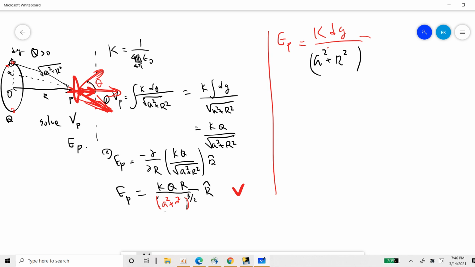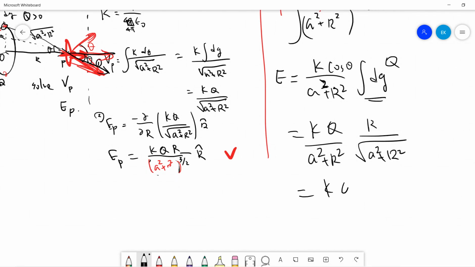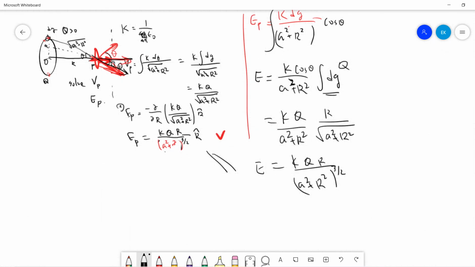Let's say this angle is theta. So you see this theta is here. We just multiply by cosine theta and do dq. Remember the cosine theta is constant now. So K divided by a squared plus r squared, times cosine theta, integral of dq, so this is Q. So it's KQ over a squared plus r squared. What is cosine theta? It's r divided by the square root of a squared plus r squared. So the answer will be KQr over (a squared plus r squared) to the 3/2, so it's the same as this. Remember this is a scalar. If you want to write it as a vector, then you just make it along the r direction.